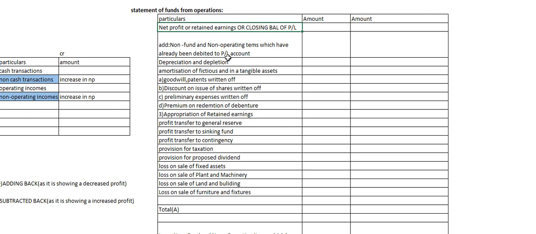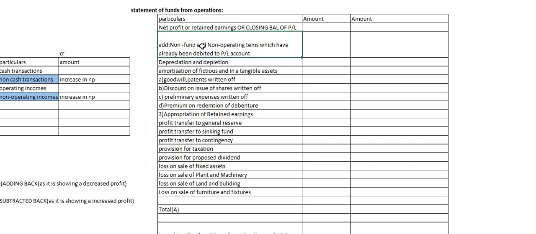Then what you will do, you will add all the non-fund and non-operating expenses which have already been debited to profit and loss account. Non-fund transactions are nothing but the paper transactions which do not affect the inflow and outflow of the fund, and the non-operating activities or non-operating items are nothing but the items or transactions which are related to the non-operating activities. Example could be your loss on sale of fixed assets or profit on sale of fixed assets which are not in the normal course of the business.